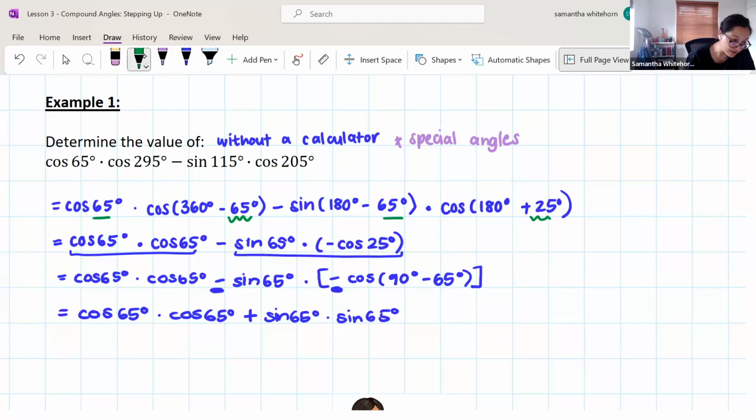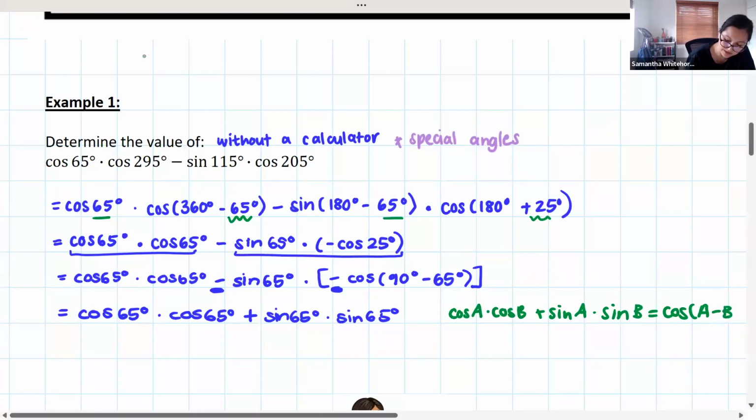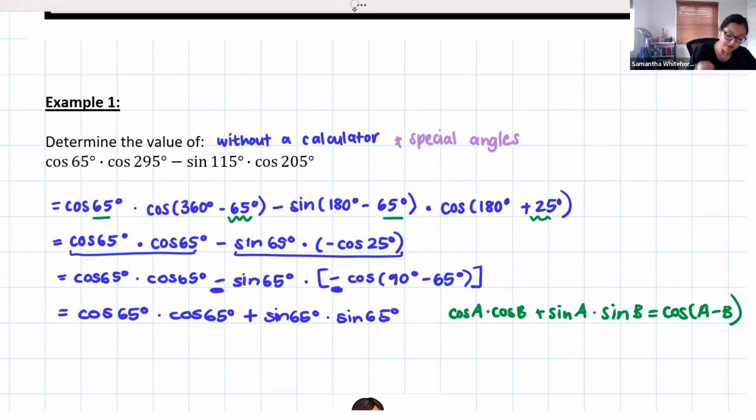The compound angle formula, again, just in case you didn't hear me earlier, is cos A times cos B plus sine A times sine B, and that equals cos of A minus B. All right, so that is the compound angle formula that I'm working with. Because I've now got it in the format I want, I can go straight to applying the compound angle. So I've got cos of angle A, which is 65, minus angle B, which is also 65. And so I actually have cos of 0.